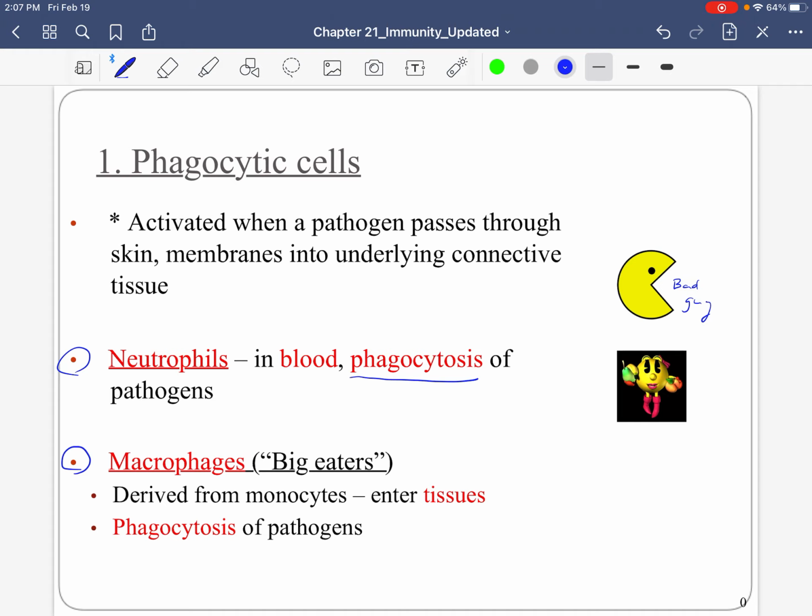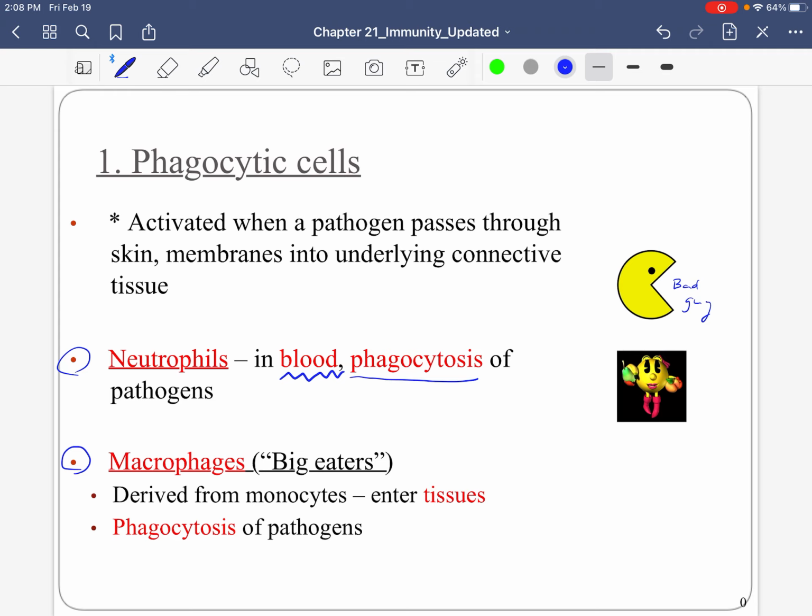As the name suggests, macro, these are bigger. So sometimes we need a supersized fighter. So we have these larger macrophages. They're technically derived from monocytes, which we did talk about, but they also do phagocytosis. You'll notice one of the differences. The neutrophils, they do most of their gobbling up of bad guys or bad gals in the blood. So the neutrophils are floating around in the blood, gobbling up bad things.